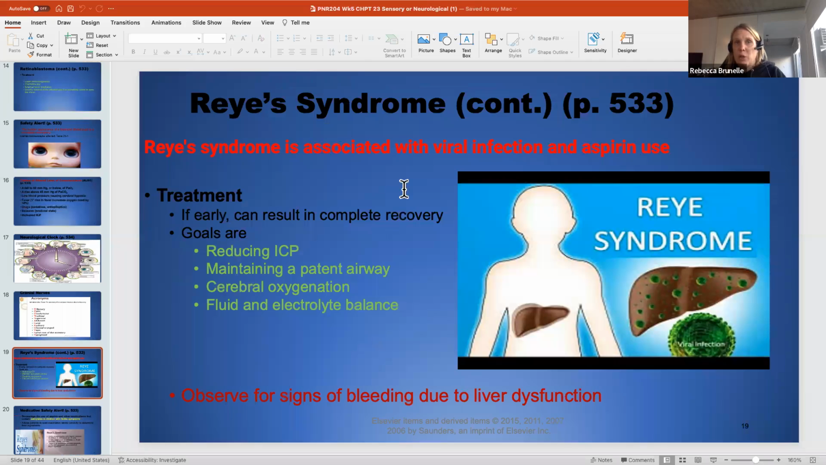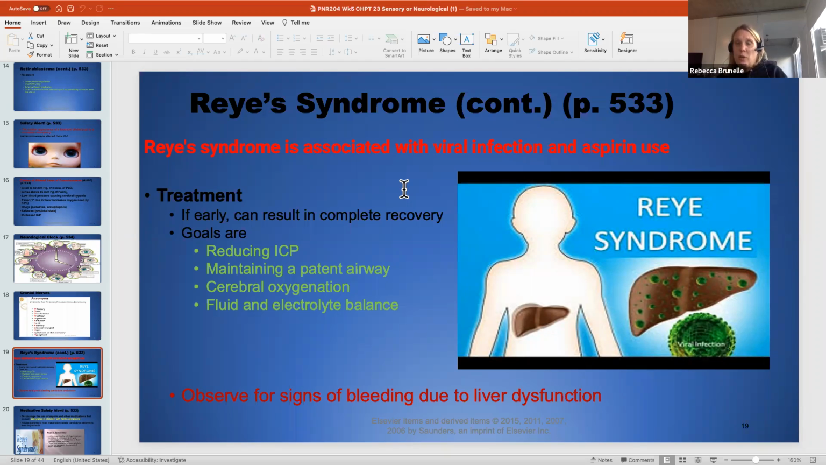So there is something called Reye syndrome. Has anyone ever heard of Reye syndrome? That's when a pregnant woman takes aspirin. Okay, so it does involve aspirin. It doesn't have to be a pregnant woman. It's associated with a viral infection and aspirin use.